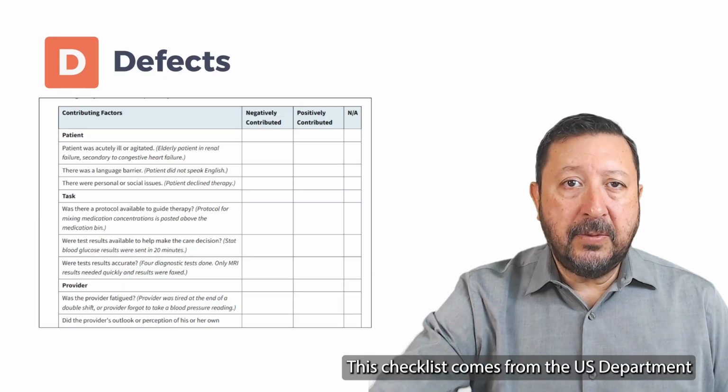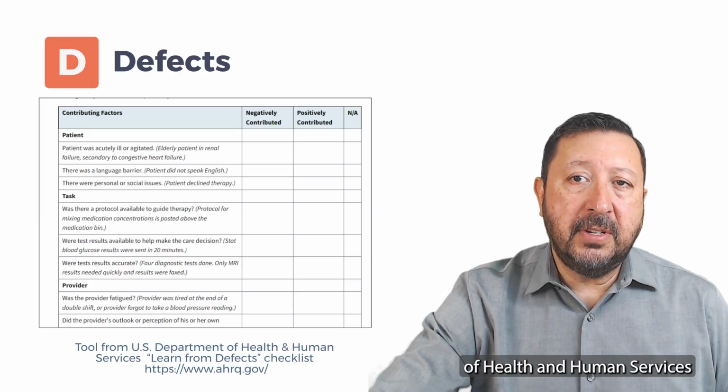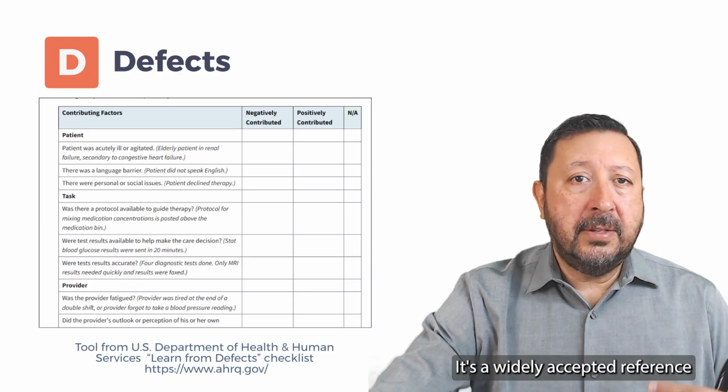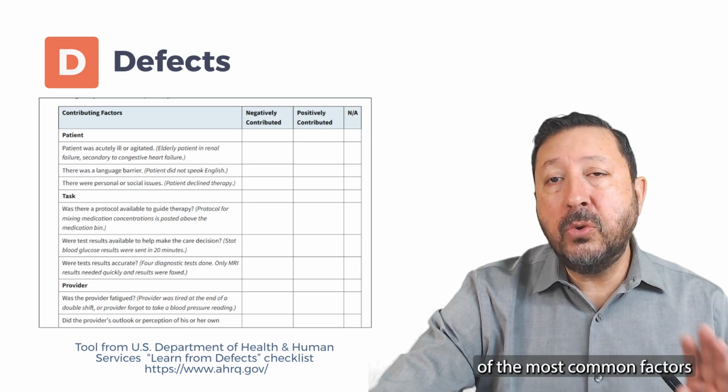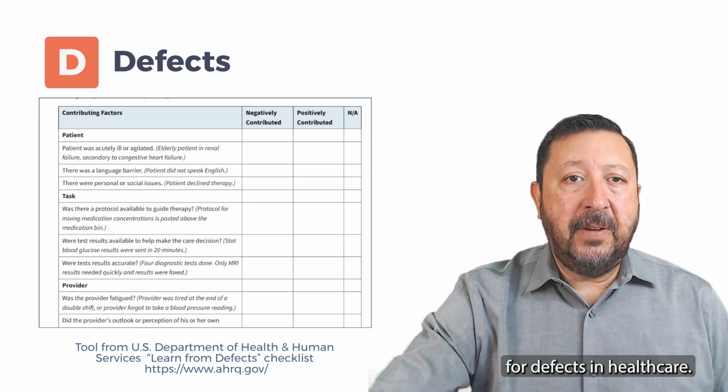This checklist comes from the U.S. Department of Health and Human Services and is available online. It's a widely accepted reference with a comprehensive list of the most common factors for defects in healthcare.